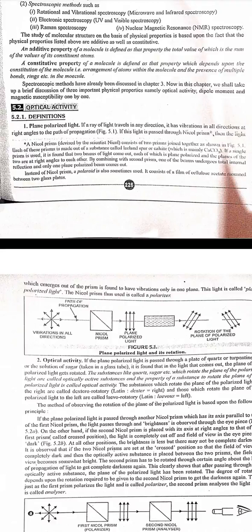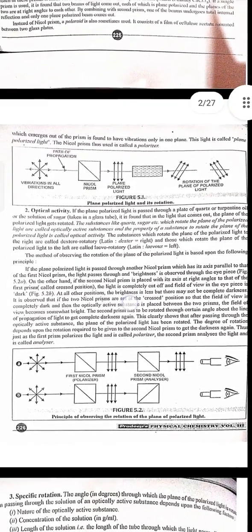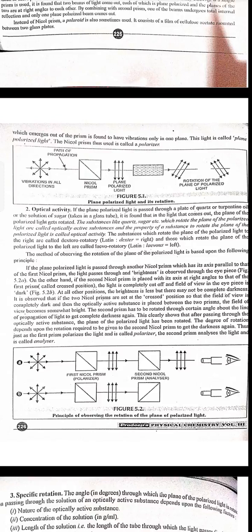If a single prism is used, it is found that two beams of light come out, each of which is plane polarized, and the planes of the two are at right angles to each other. By combining with a second prism, one of the beams undergoes total internal reflection and only one plane polarized beam comes out. Instead of Nicol prism, a Polaroid is also sometimes used. It consists of a film of cellulose acetate between two glass plates. The light which emerges out of the prism is found to have vibrations only in one plane. The light is called plane polarized light. The Nicol prism thus used is also called a polarizer.